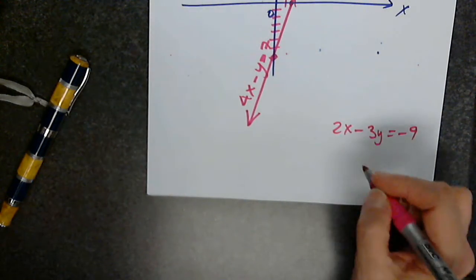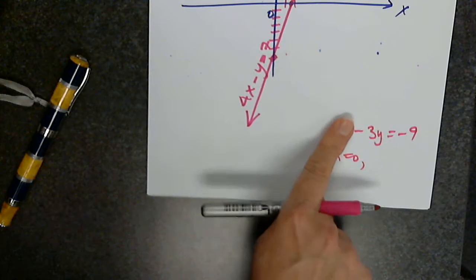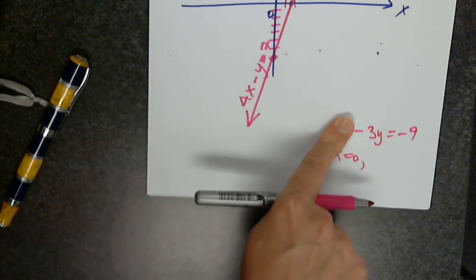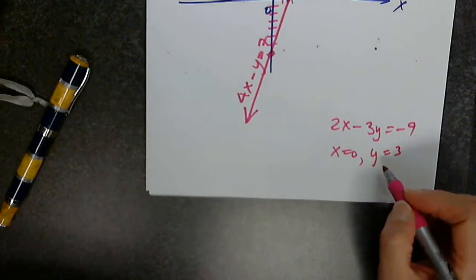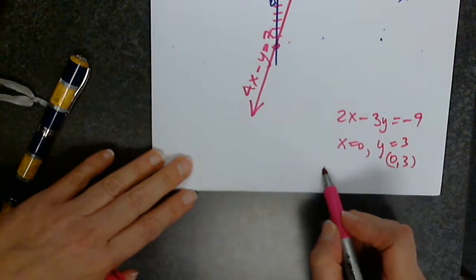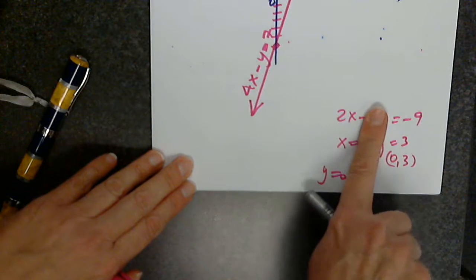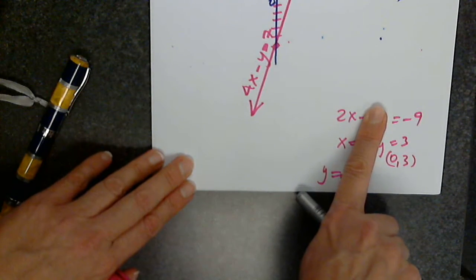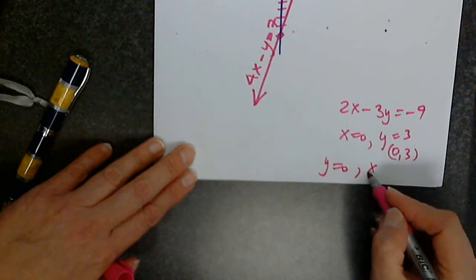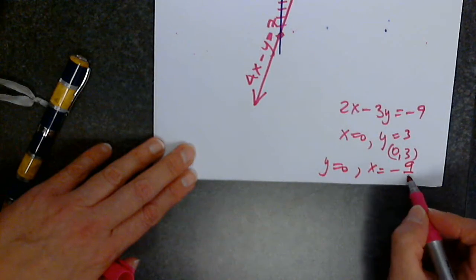I need 2 ordered pairs. When x is 0, how much is y? 3. So this is 0, 3. When y is 0, how much is x? -9/2. Do you all agree with x is -9/2?